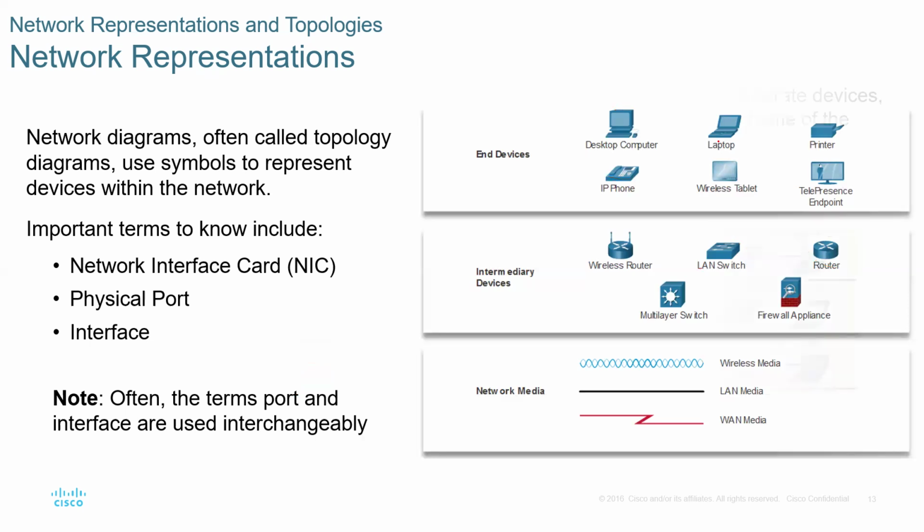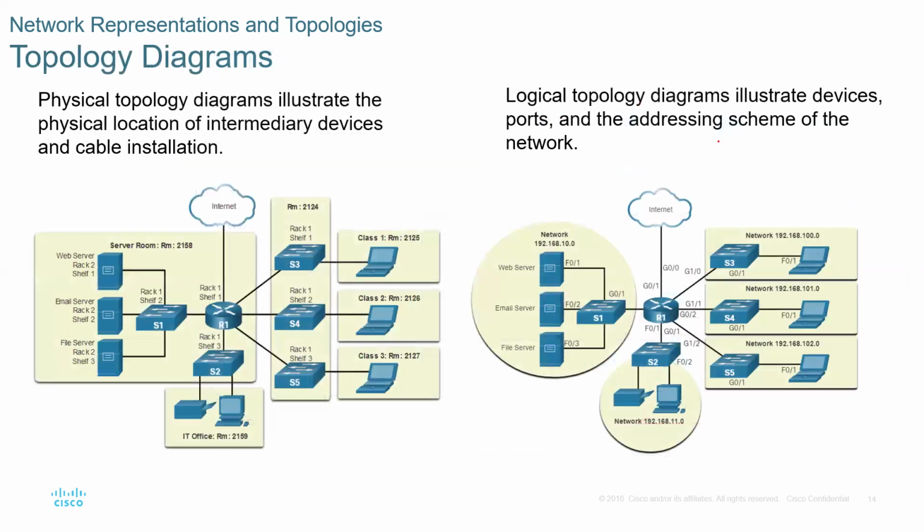Now, if we talk of topologies, it's how a network is set up. There are two types of topologies that we have: the physical and the logical. So when you're designing a network, you need to know the physical topology. Where are the devices located? Basically, that is what the physical topology is. So you have a building, with floor 1, floor 2, floor 3.